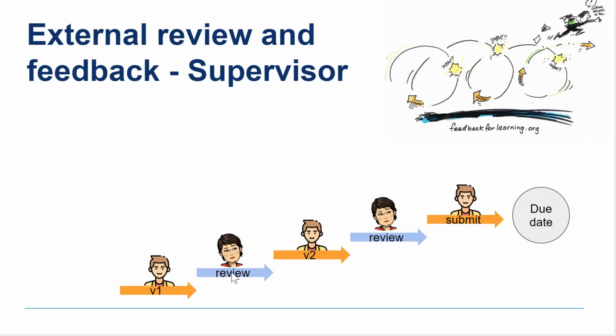The supervisor, me, I review your version 1 and I provide you with external feedback on how to improve the writing. You act on the feedback and write version 2 and resubmit to me, your supervisor, for comments. Expect several feedback loops to improve your abstract.